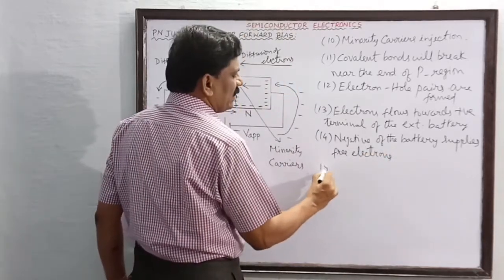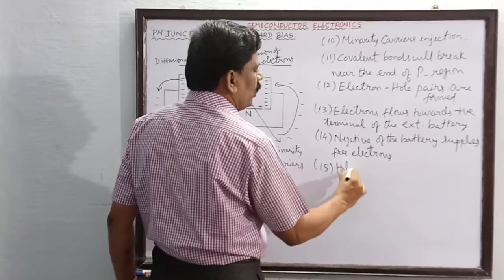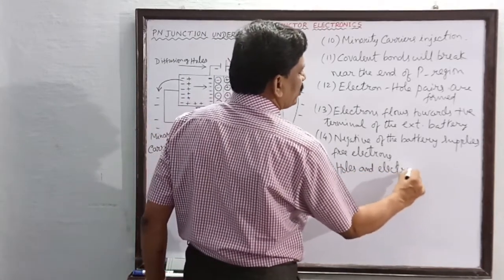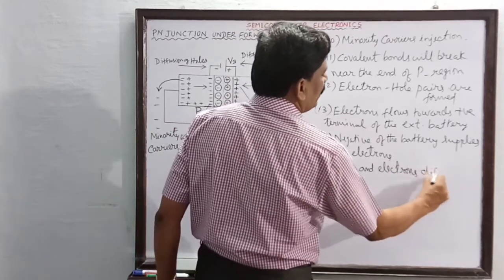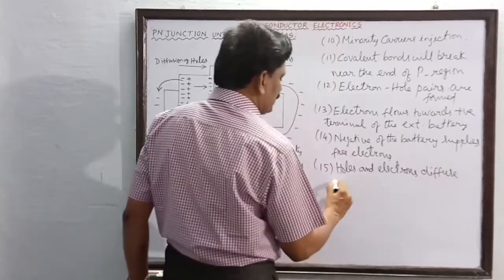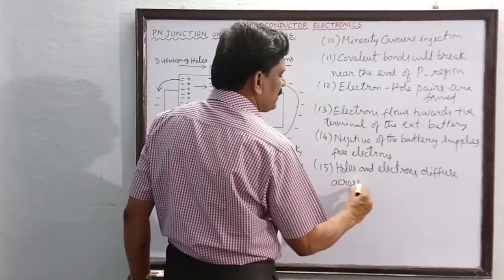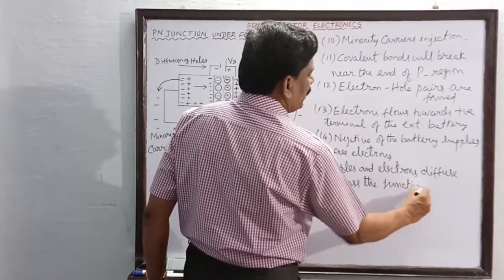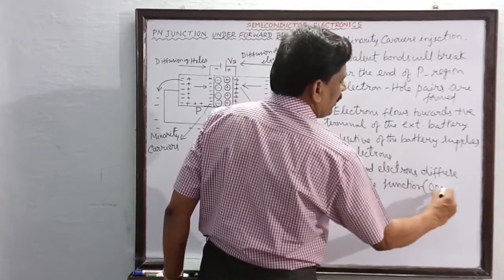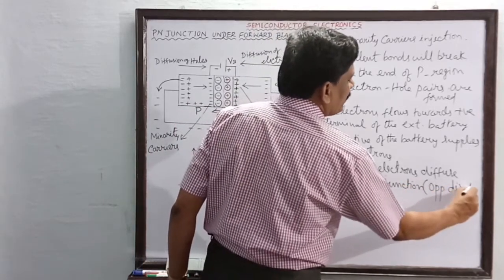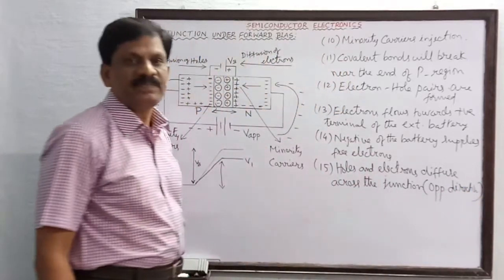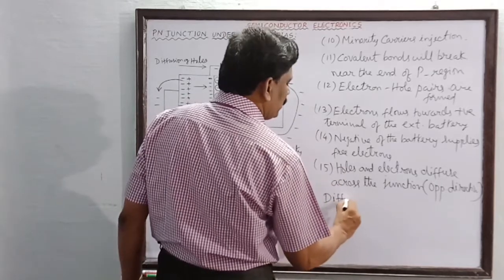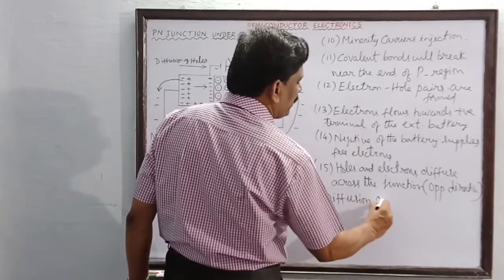And as a result, what will happen? Holes and electrons diffuse across the junction, that is towards the junction in opposite directions. Okay, in opposite direction, I will write in bracket. Already we have summarized this. So this gives rise to what? Diffusion current.